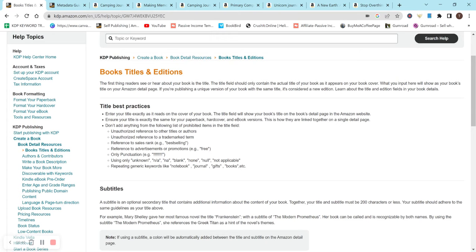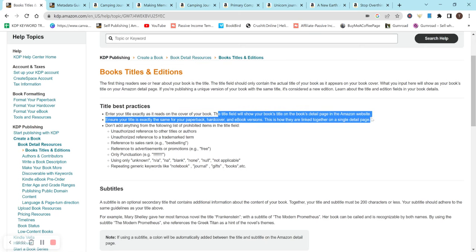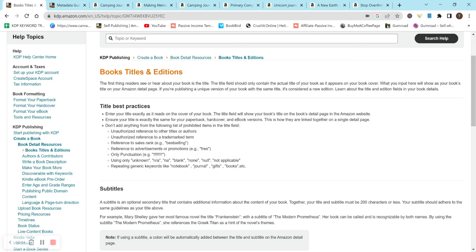It says enter your title exactly as it reads on the cover of your book. The title field will show your book's title on the book's detail page on the Amazon website. So you have to ensure your title is exactly the same for your paperback, hardcover, and ebook versions. It's how they're linked together. And then it goes over things you're not allowed to say.